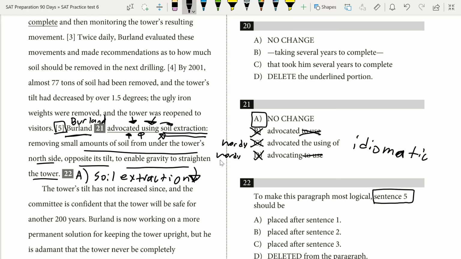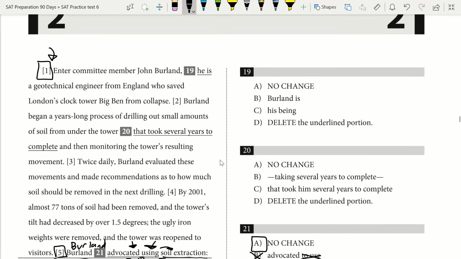So now we can read through and place that sentence as we read. Now notice how much more time that's going to save us, because if we were to read through this whole paragraph and then go back and place sentence 5, we'd have to reread it again, and this way we only have to read it once, which saves us time. So we have enter committee member John Berlin. Now we have a comma. Okay, I see I have the word he is.